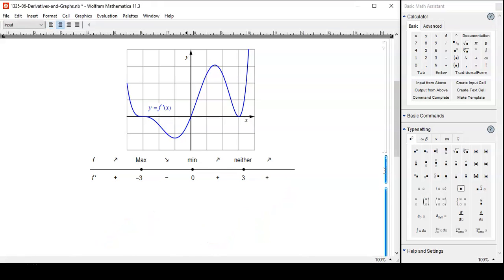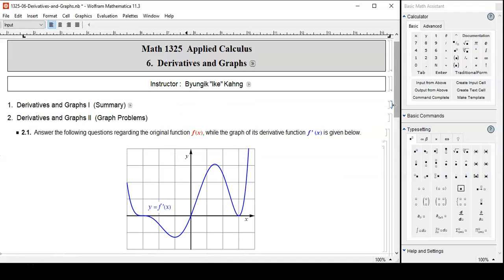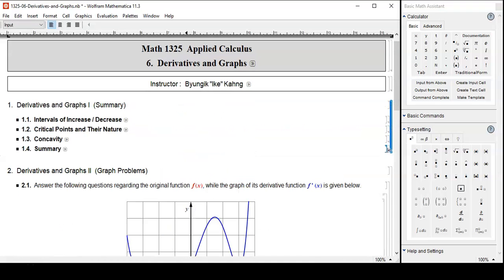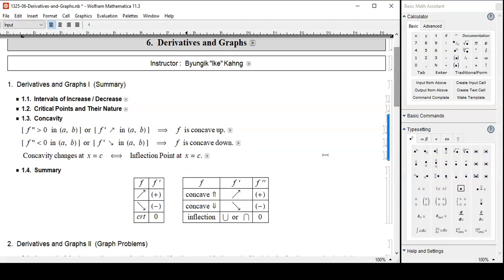But then again, we did only half the problem. We have to answer the concavity of the problem as well. That is, find out the intervals at which the original function is concave up, concave down, etc. So how do I get that? Well, let's go back up and look at this summary, or maybe this relation.